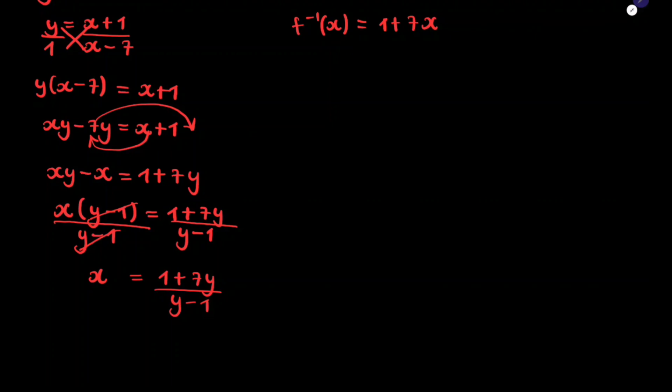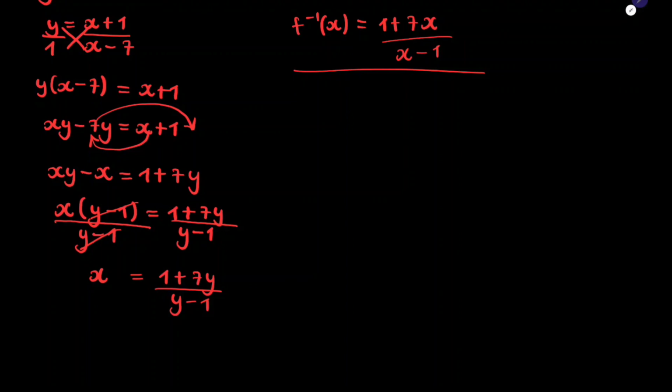Since we have made x the subject of the formula, every other thing which has y, we are going to replace it with x. So that's why we have 1 plus 7x divided by x minus 1. So this is our f inverse of x. But that is not all. That is not what they asked us to do. They did not ask us to find f inverse of x. We were asked to find the range of f of x. And remember, as I told you earlier, the range of f of x is the domain of f inverse of x.